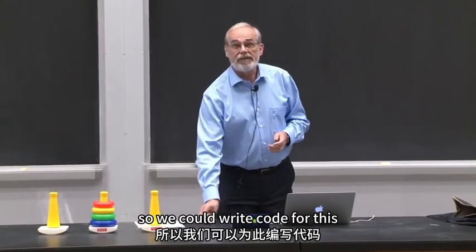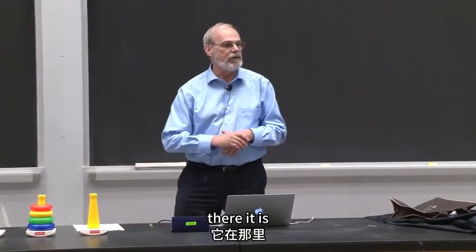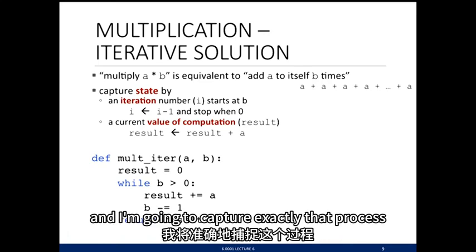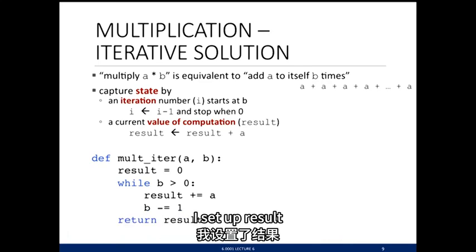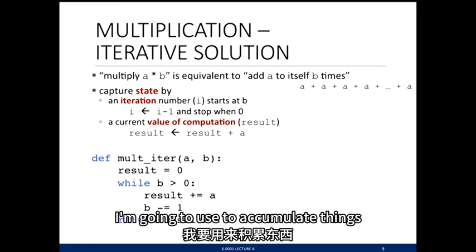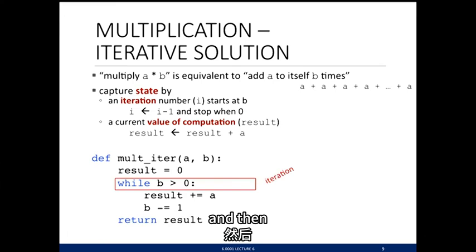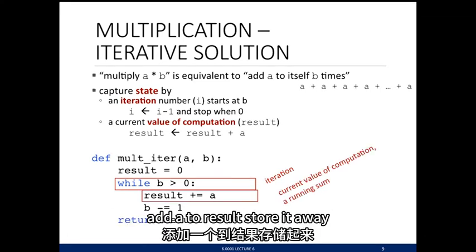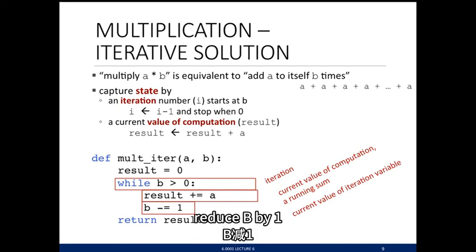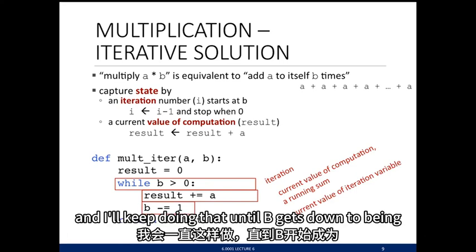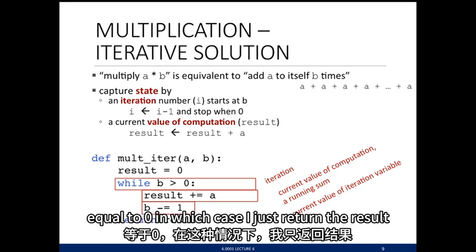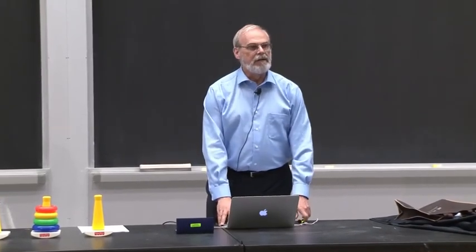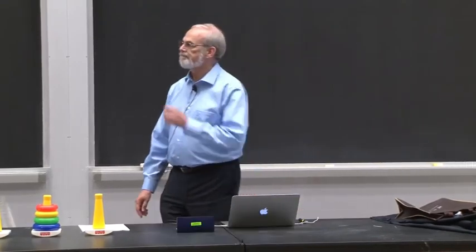So we could write code for this, and actually it should be pretty straightforward. There it is. I'm going to call it mult_iter. It takes in two arguments, a and b, and I'm going to capture exactly that process. So notice what I do. I set up result internally as just a little variable I'm going to use to accumulate things. And then there's the iteration. As long as b is greater than 0, what do I do? Add a to result, store it away, reduce b by 1, and I'll keep doing that until b gets down to being equal to 0, in which case I just return the result. Okay, simple solution.